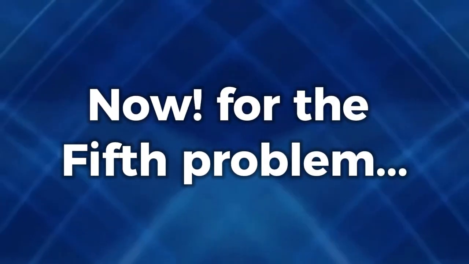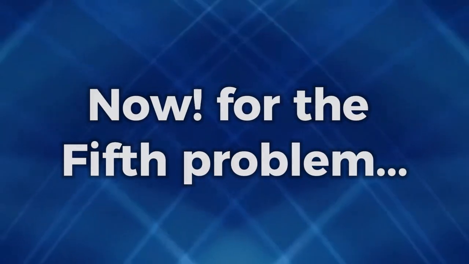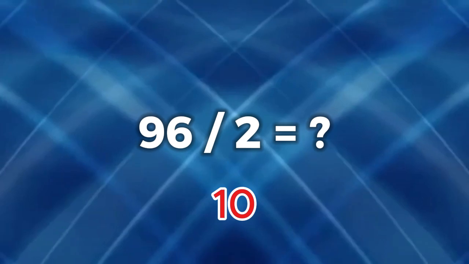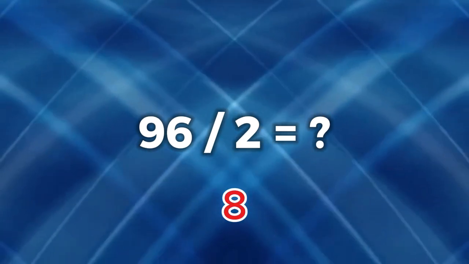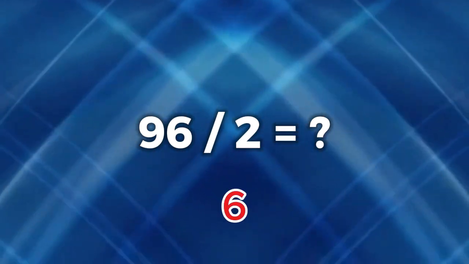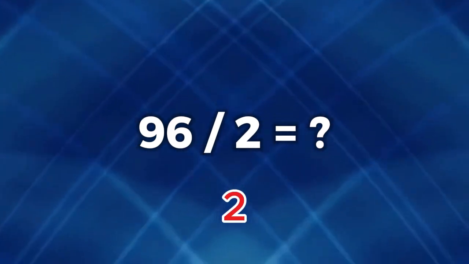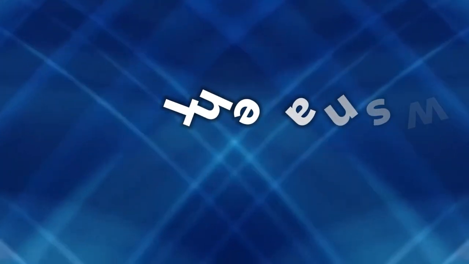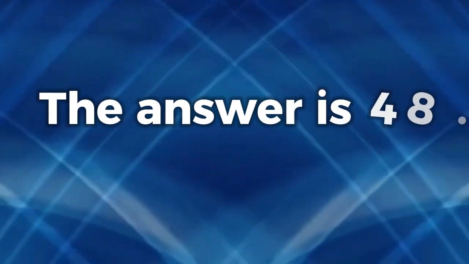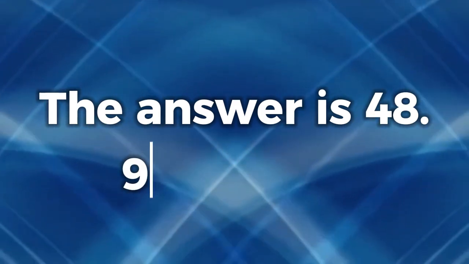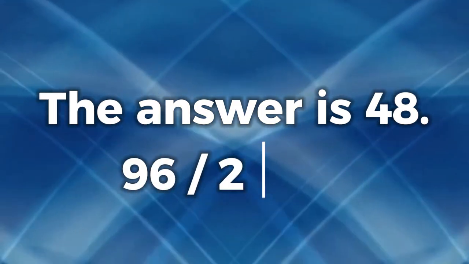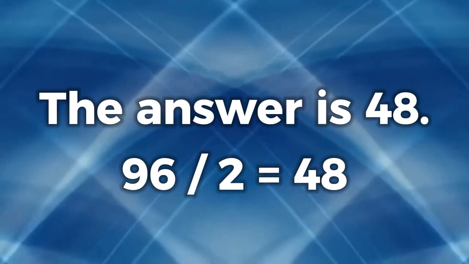Now for the fifth problem. 96 divided by 2 is equal to... The answer is 48. 96 divided by 2 is equal to 48.